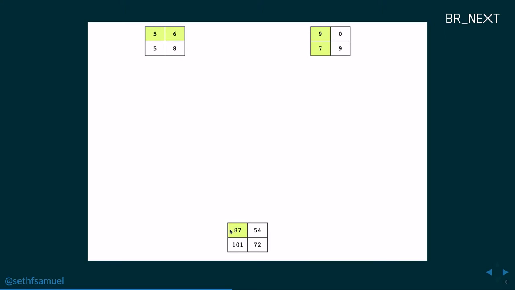So 5 times 9 plus 6 times 7 is 87. I got a really hard one this time. There you go. That's easier math. So 5 times 0 plus 6 times 9 is 54. And you can see that there's sort of a geometry to it here, where moving across different cells moves you through different rows and columns in the inputs. So this is the 2x2 case, and you just extend this out to 3, 4, 5, a million.